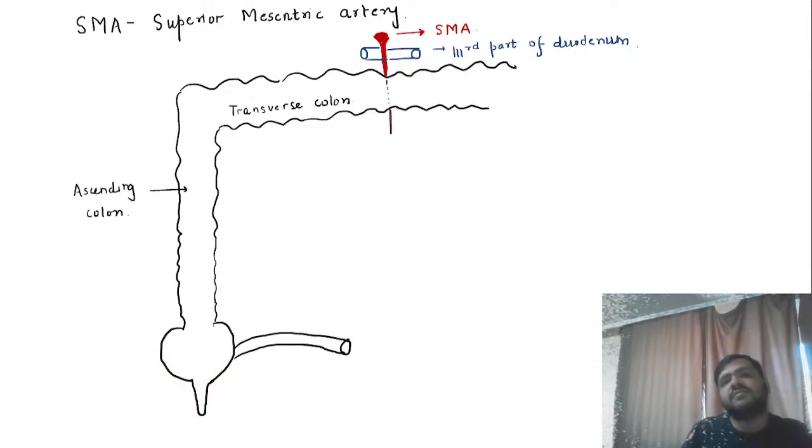This artery, the superior mesenteric artery, will pass behind the transverse colon. Why? Because it is retroperitoneal. Okay, transverse colon is retroperitoneal.